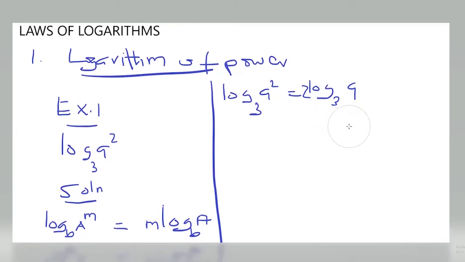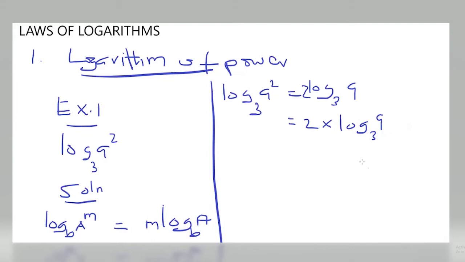I've already taught you how to do it in the previous sessions, and I hope you can find it now. In short, this can be said to be 2 times logarithm of 9 to base 3. Now find the value of this one.